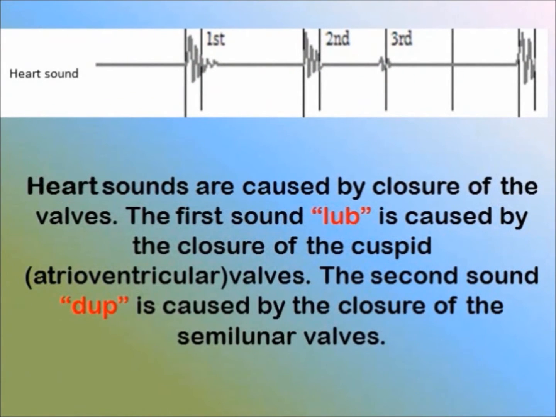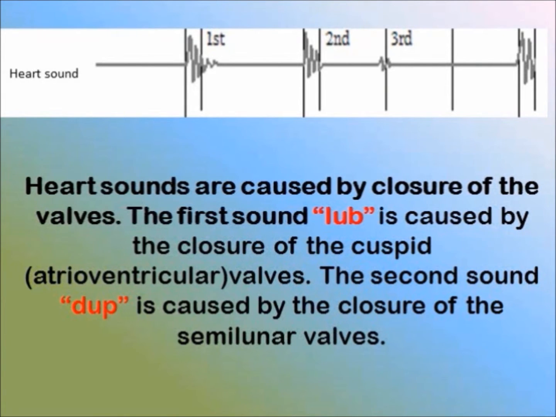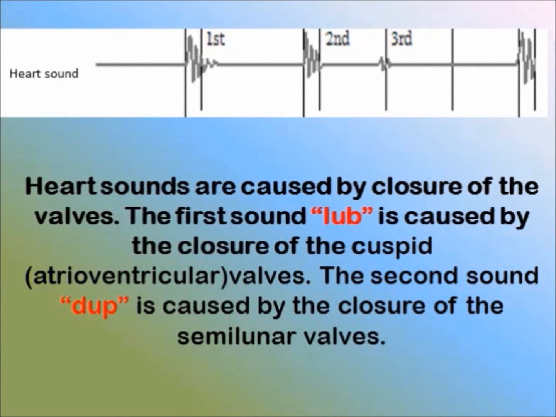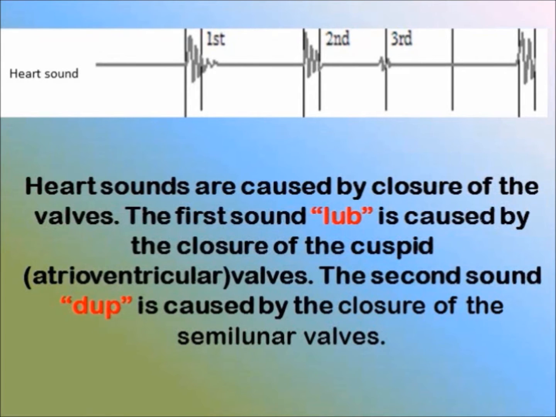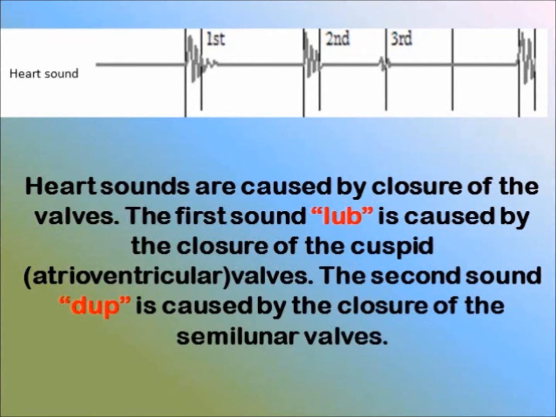Heart sounds are caused by the closure of the valves. The first sound, "lup," is caused by the closure of the cuspid, or atrioventricular, valves. The second sound, "dup," is caused by the closure of the semilunar valves.